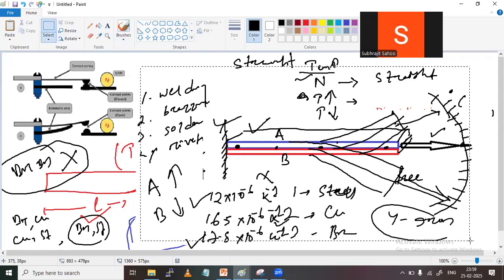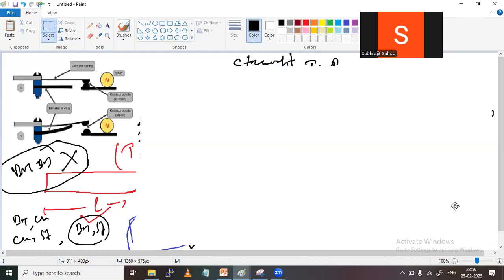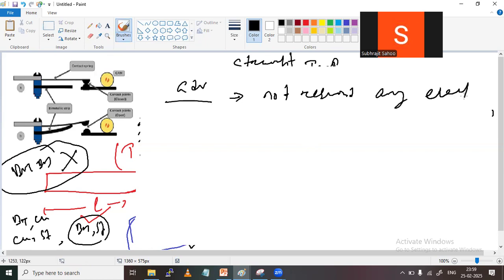Several methods I told. Now I will tell you the advantages and disadvantages of this one. What are the advantages, sir? Very simple. First advantage: this kind of instrument, the bimetallic strip instrument for temperature measurement, does not require any electric power source. Electric power source is not required.